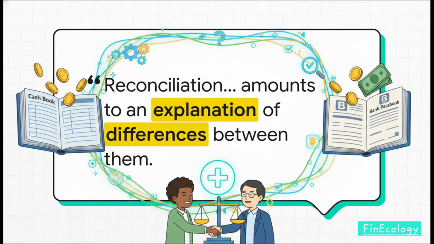As this fantastic quote from our source material perfectly summarizes, reconciliation of the cash book and the bank passbook balances amounts to an explanation of differences between them. Honestly, that's the biggest takeaway here. Raju wasn't robbed, the bank definitely wasn't lying, both the cash book and the passbook were technically correct in their own timelines. They were simply separated by a temporary information gap. We didn't miraculously change the actual money, we just explained the difference.